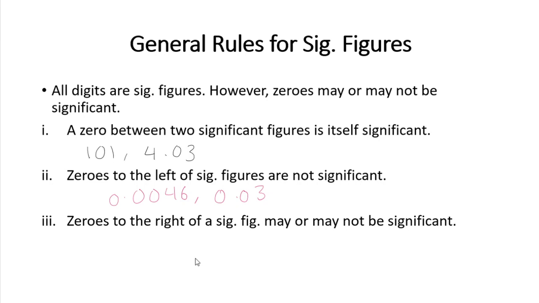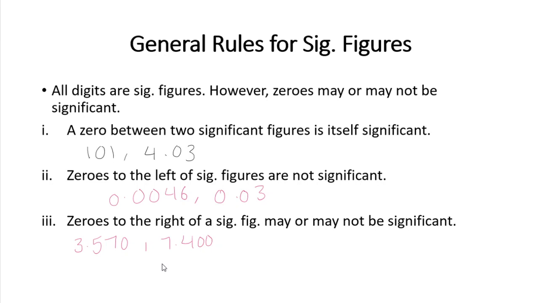But zeros to the right of a significant figure may or may not be significant. What does it mean? It means that if the number is a decimal fraction or a whole integer, for example, if we are given different numbers like 3.570 or any other number like 7.400, then these zeros are significant.